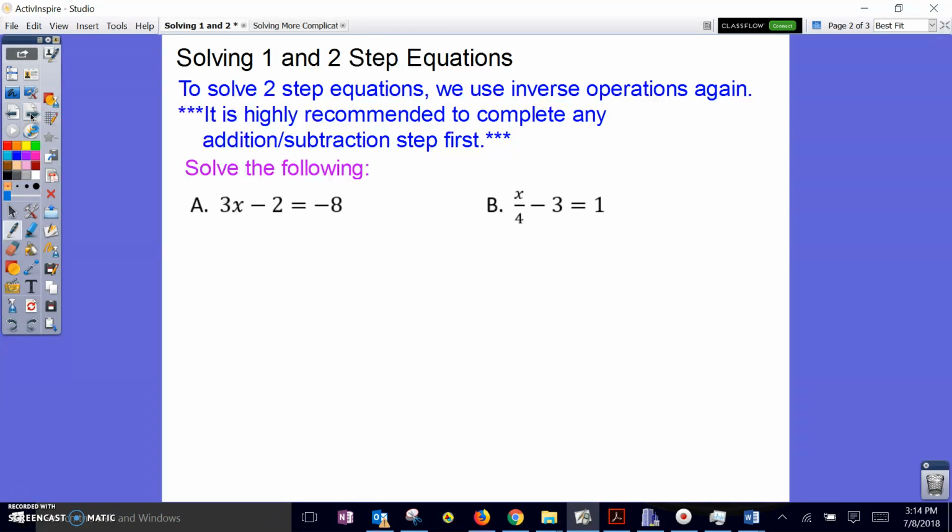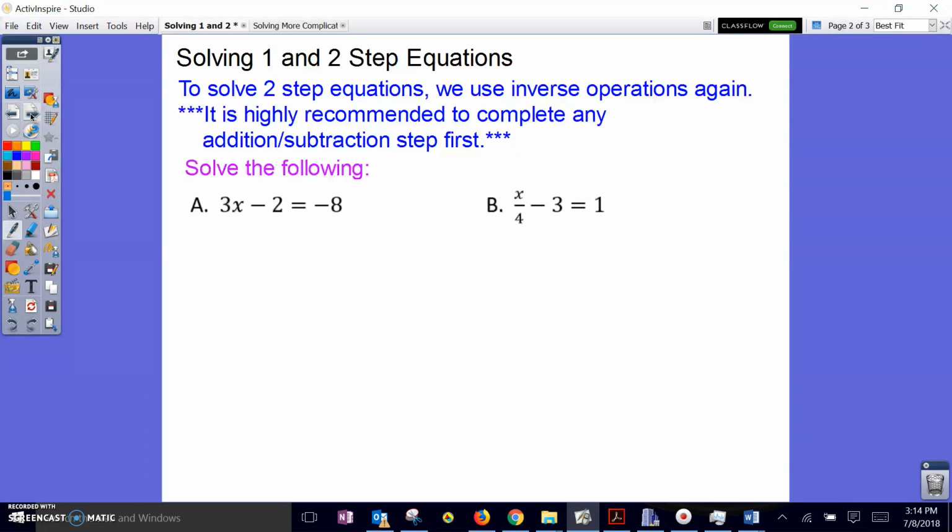All right. On to two-step equations. When we solve two-step equations, we're going to use inverse operations again. You see a big starred note here. It is highly recommended that we complete any addition or subtraction step first. I can show you the reason why that's the best case, but just take that for what it's worth. It's best to undo the addition and subtraction first and then handle the other operation that's there.